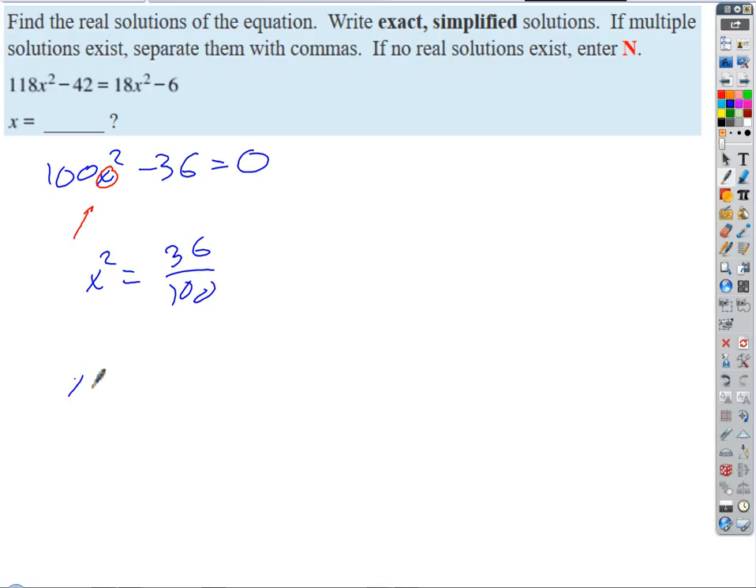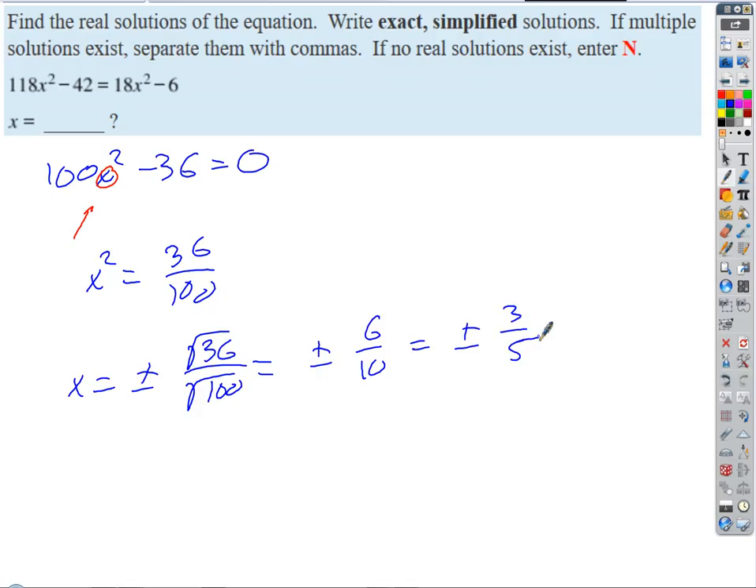If I square root both sides, x equals plus or minus the square root of 36 over 100. But I could always split that into separate square roots. So the square root of 36 over the square root of 100, what's that? 6 over 10, right? So I get plus or minus 6 over 10, which is plus or minus 3/5. Okay, those are my two answers. Easy, right? Isolate x.